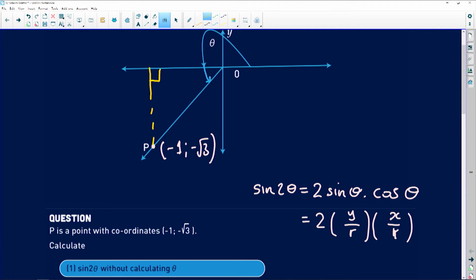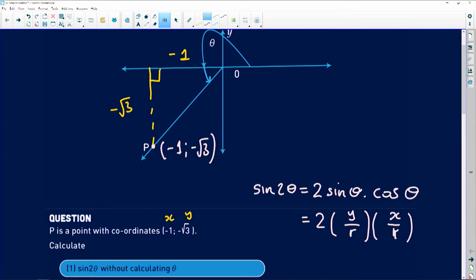And then I'm going to basically name all the sides of this right-angled triangle. You will agree with me that the x value was given to us as -1, from the point that was given to us: the x coordinate is -1 and the y coordinate is -√3. So I can simply write -1 as the side of that triangle that I have there. And then on the y-axis, we also have -√3 as the side for y.